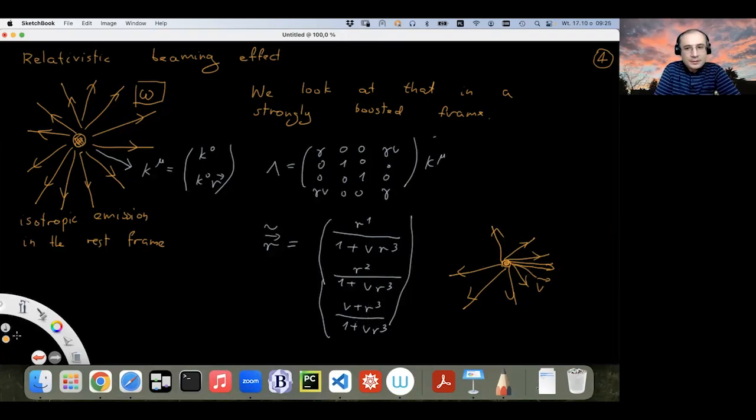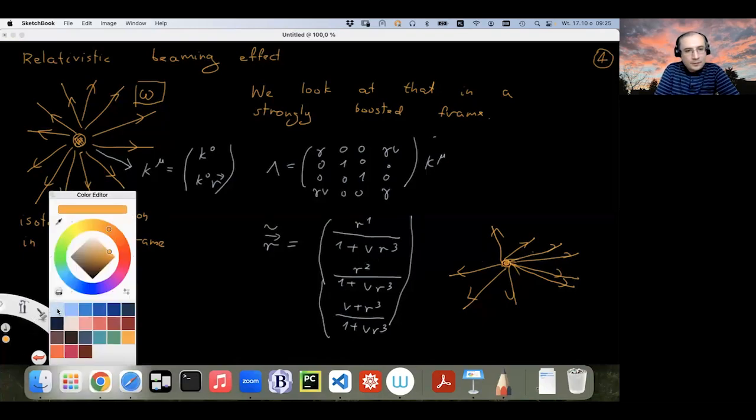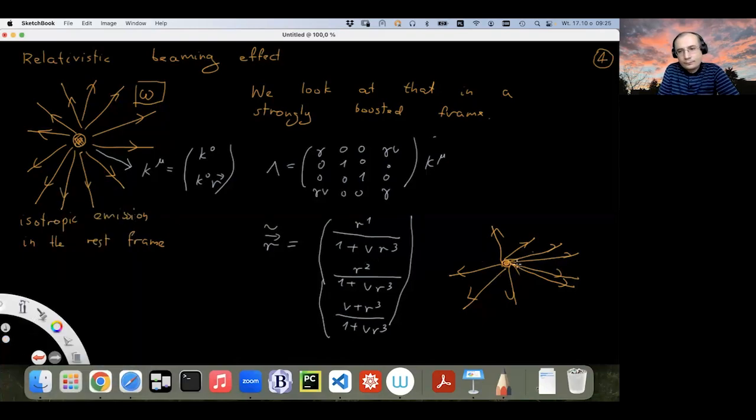Sorry, this doesn't look terribly well. I could have done a little bit of a better job. Let me try to do it a little better. And now this will be the velocity vector. The assumption is that V is close to one.